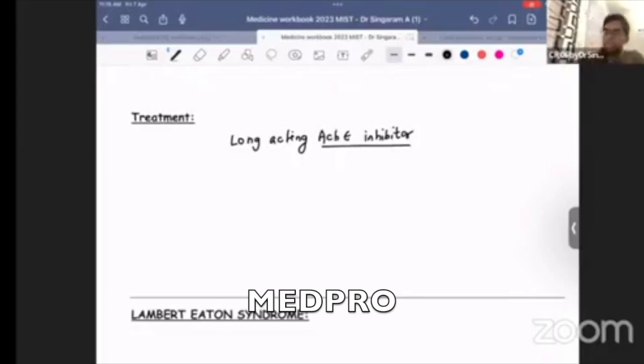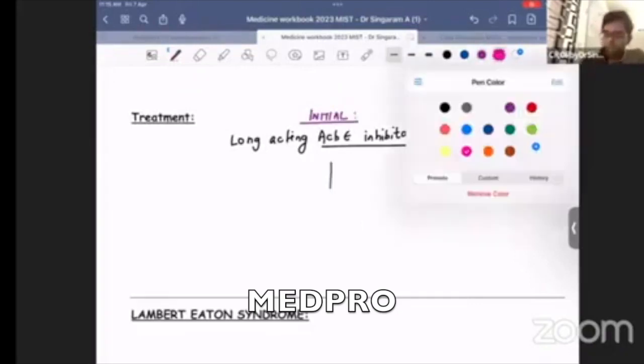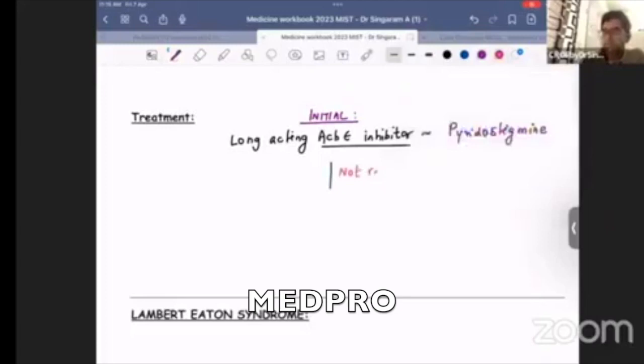Can any of you tell me an example of a long-acting acetylcholinesterase inhibitor? Very good, most of you said it. Pyridostigmine. Very correct. This is the usual drug we start as the initial treatment option in a patient with myasthenia gravis. Suppose the patient is not responding to this treatment. What other treatment options do we have?